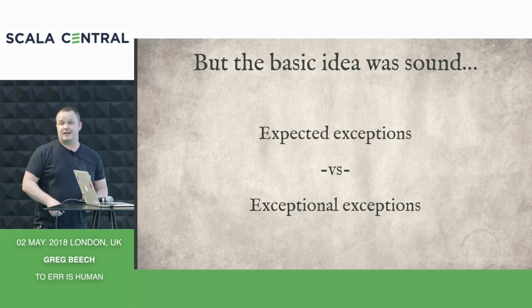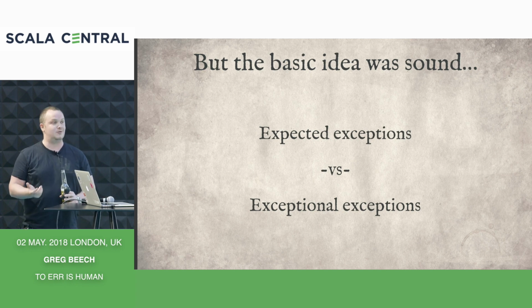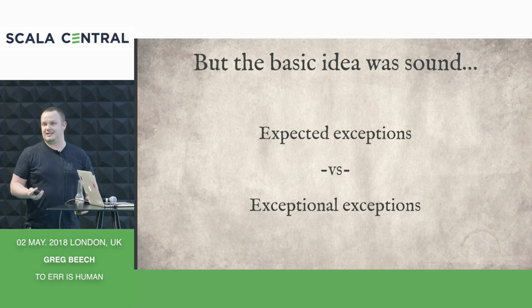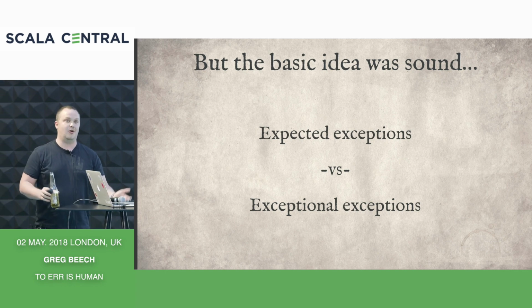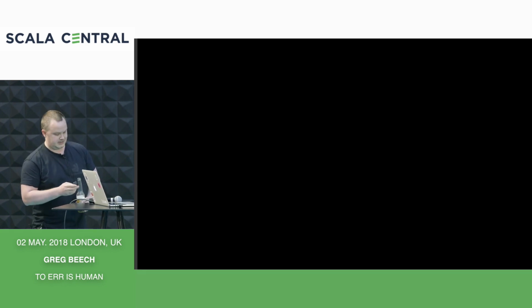Basic idea was sound though. I mean, when you've got exceptions, you've really got two types of thing. You've got exceptions that you kind of expect, things that you really ought to handle, and then you've got exceptional exceptions, which are ones that you're not expecting to happen, things like you go and connect to your database and it's gone, or you talk to the file system, you don't have permission to read it. These are stuff that you probably can't reasonably expect it to handle most of the time.